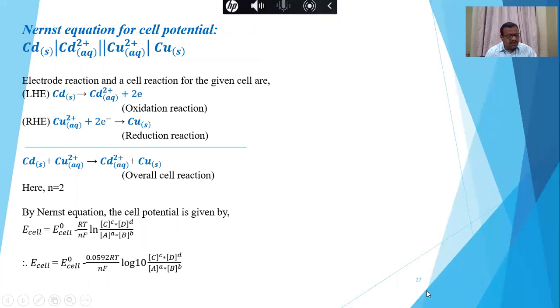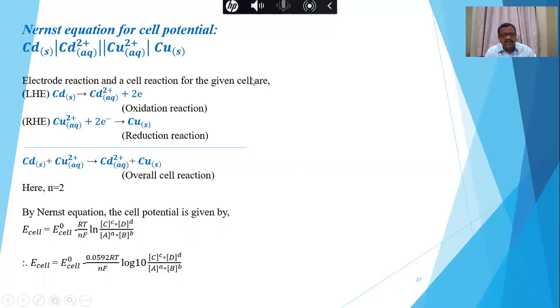Now let us go on specifically to the cell potentials of different cells. For example, if we want to calculate the cell potential of a cell and we know the cell reactions, then we can apply the Nernst equation and calculate the cell potential of the given cell.